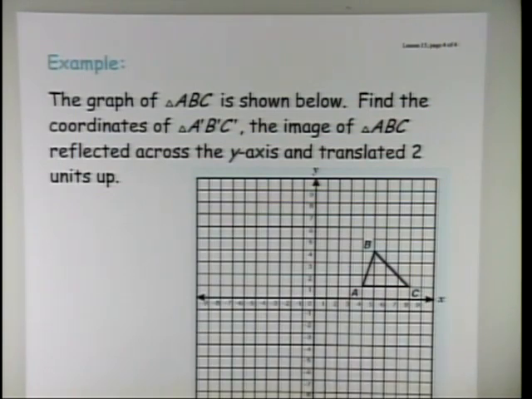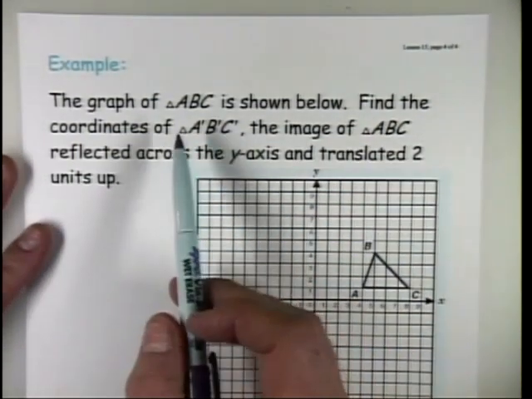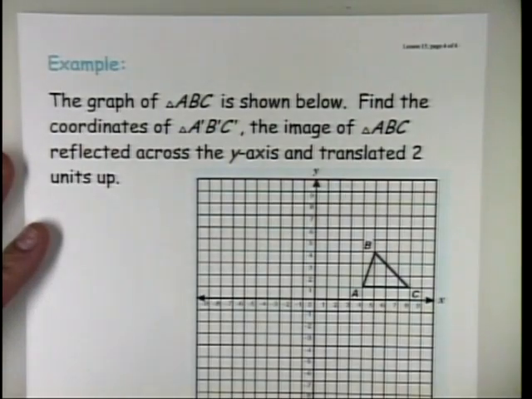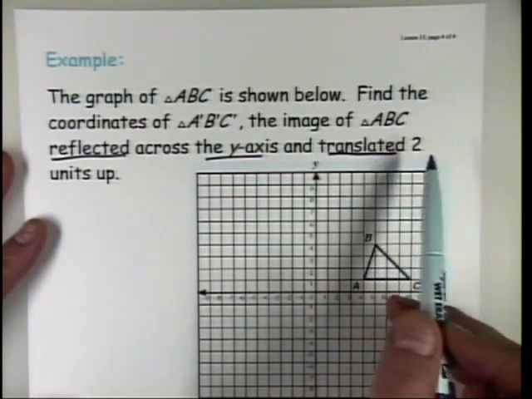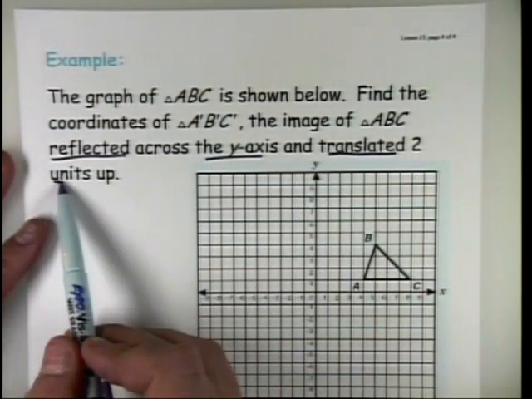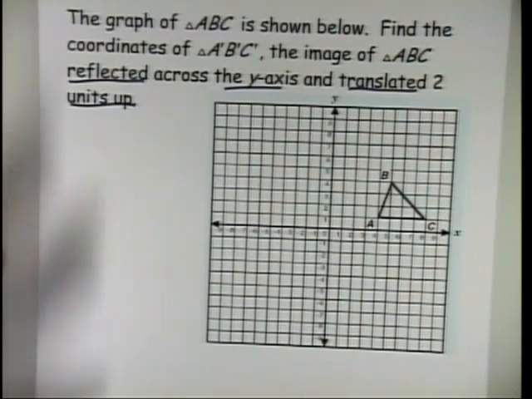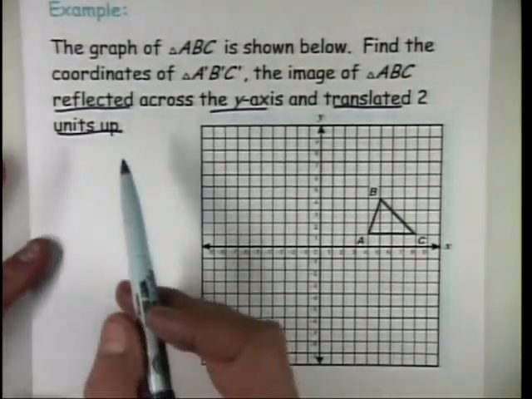The graph of triangle ABC is shown below here. We want to find the coordinates of our new triangle, A prime, B prime, C prime, which is going to be the image of the original triangle when I reflect it across the y-axis and I translate it, which remember means to shift 2 units up. So here's what I need to do. I need to carefully plot my new points. So let's go ahead and do the reflection first.